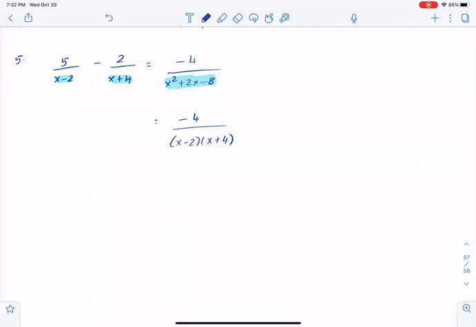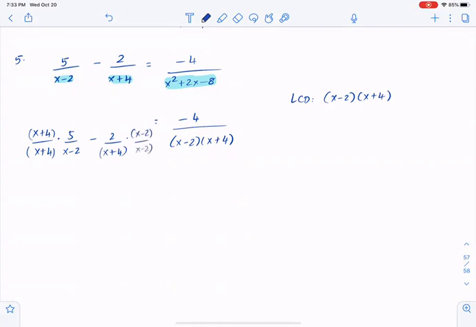Now we want to make the denominators identical on the left-hand side. There is nothing in common between x minus 2 and x plus 4. So the least common denominator is x minus 2 times x plus 4. So I multiply and divide the first rational expression by x plus 4. Multiply and divide the second rational expression by x minus 2. This way, I would have a common denominator of x plus 4 times x minus 2.